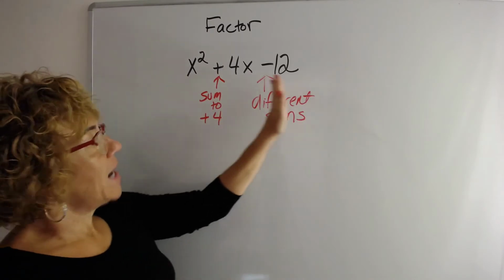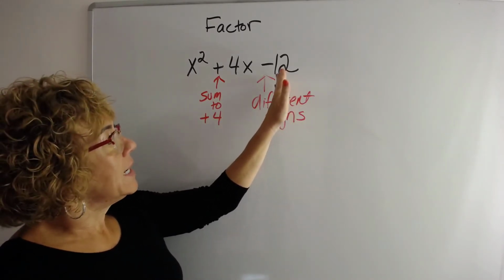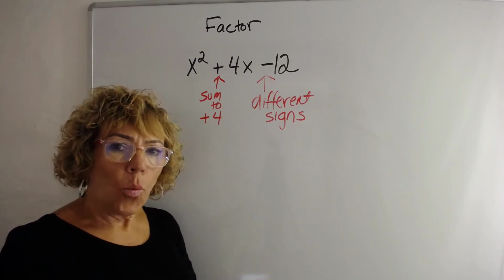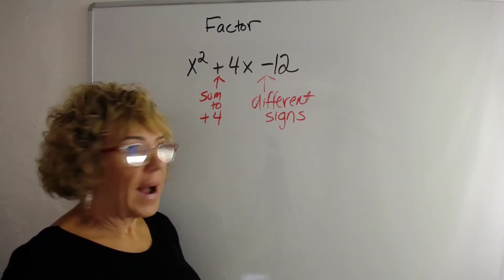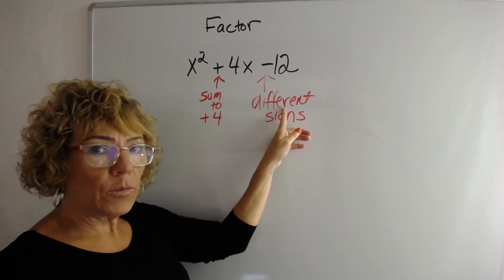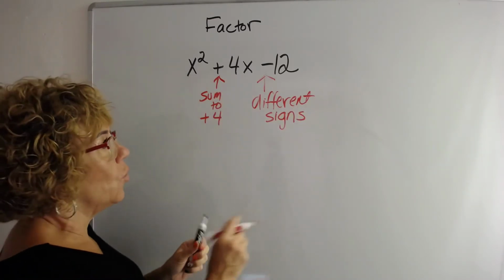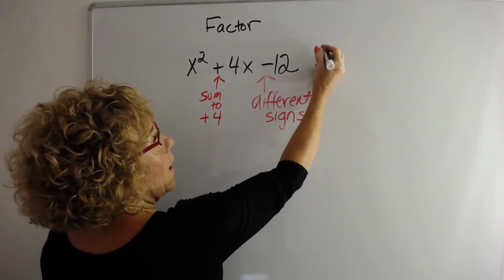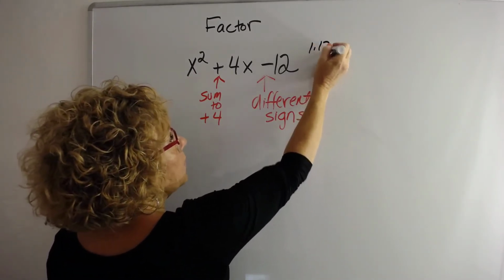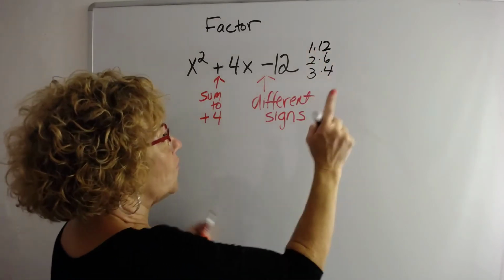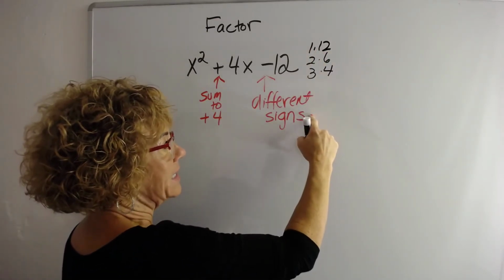So looking at our trinomial, I'm looking again at the minus 12. And you're going to ask yourself, what times what gives me minus 12, meaning one will be plus, one will be minus, and they must sum to a positive 4. Well, for minus 12, we have 1 times 12, 2 times 6, and 3 times 4. Don't forget, we're going to have different signs.